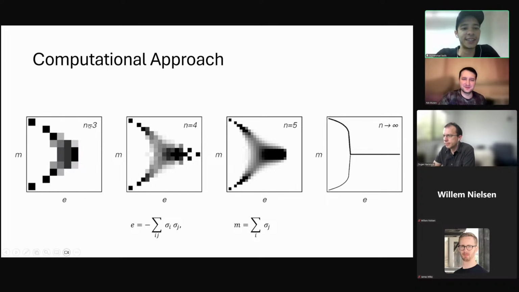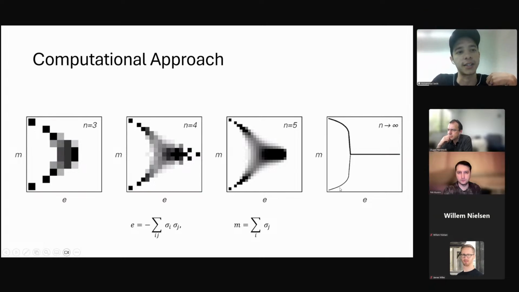As you can see, this is for n equal 3 by 3, a 3 by 3 system. If you take a 4 by 4 or 5 by 5 system, you start seeing that for a given energy there are always two possible magnetizations, and the picture is getting sharper and sharper. The prediction in the infinite thermodynamic limit is that for large energies, the magnetization is zero. But for very low energies, you have either a positive or a negative magnetization.